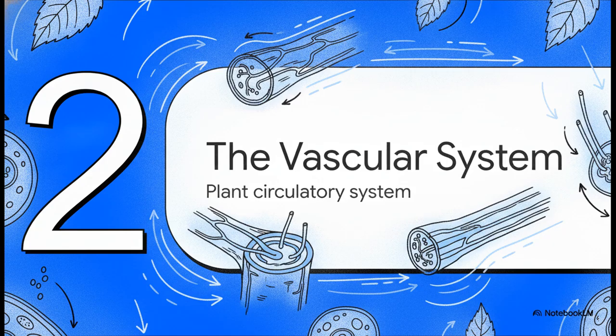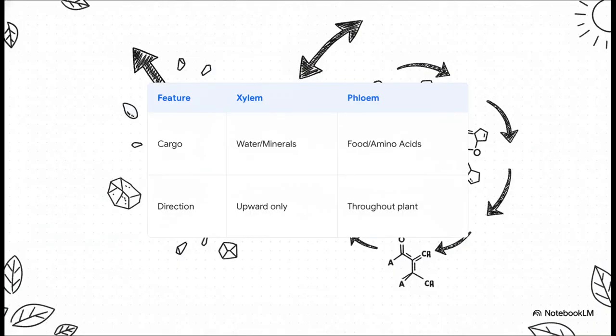All right, moving on to Section 2, the vascular system explained. Think of this as the plant's very own circulatory system. Let's zoom directly into the internal stem to map out this dual transport system. Okay, look at the left column here. The xylem. Its main job is transporting water and mineral salts.